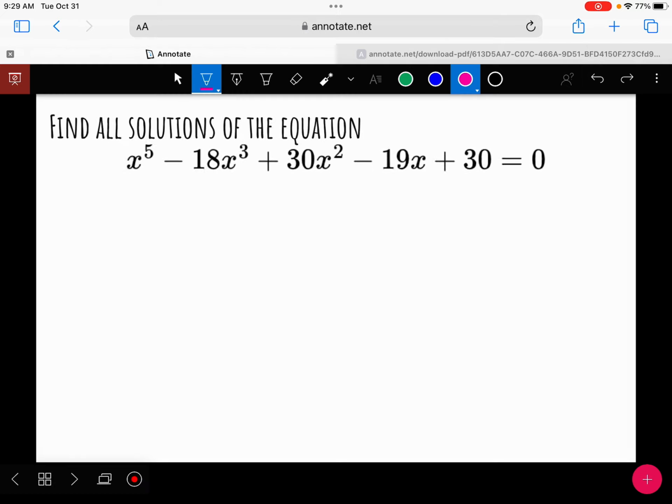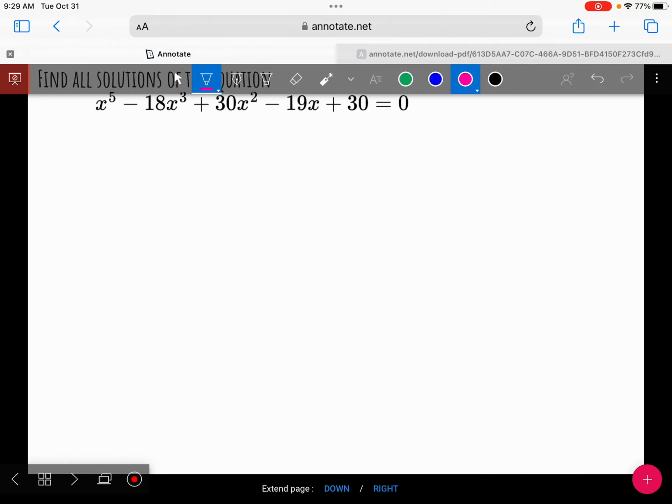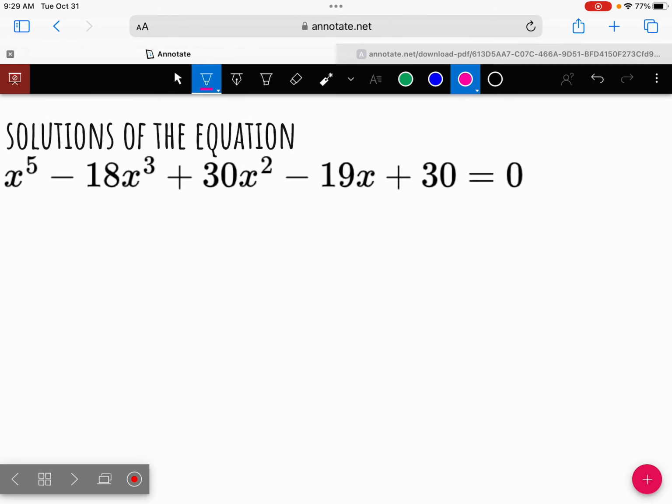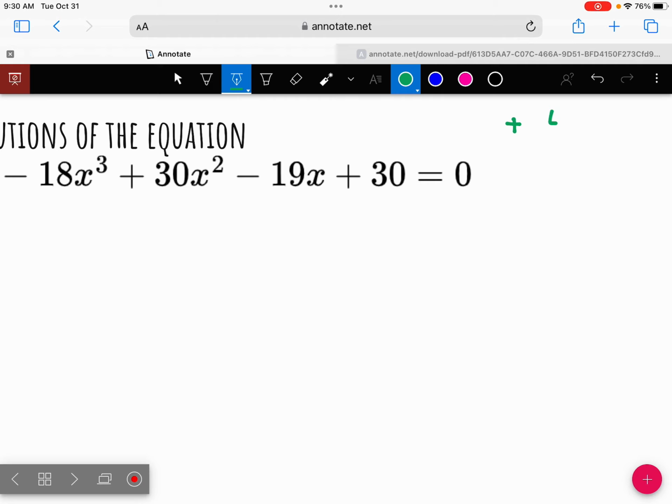Sorry, I meant to do right first. There we go, just to give us space. So x to the 5th minus 18x cubed plus 30x squared minus 19x plus 30. Start with Descartes. Our number of positive roots. How many changes do we have on the positive roots? 4. So how many positive solutions are we going to have? 4 or 2 or 0.